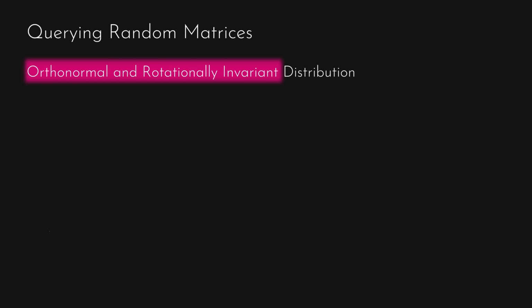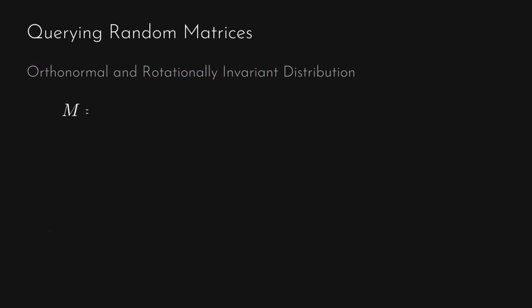What this allows us to do is to generate a random matrix that really only depends on the singular values. We can build a matrix M by choosing 2 matrices U and V from orthonormal and rotationally invariant distributions. Then, we can fix a diagonal matrix sigma of the singular values. If we look at U sigma V transpose, then we get the matrix M, and the singular values are preserved.